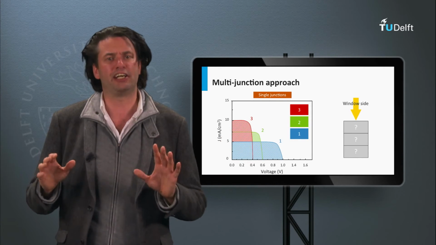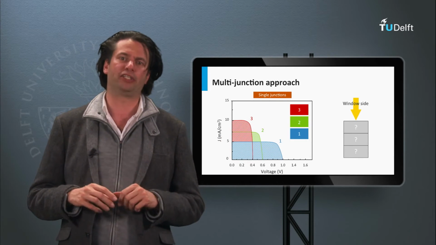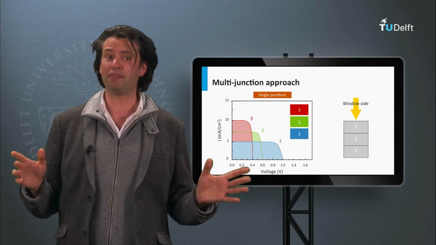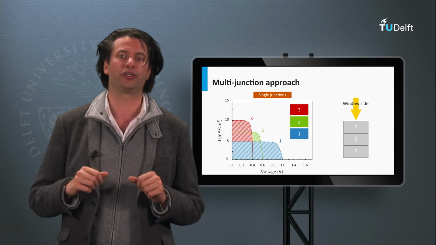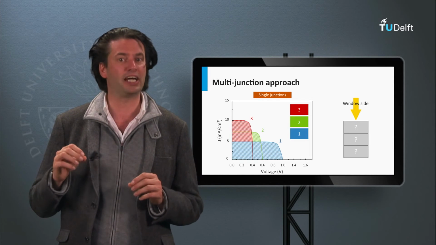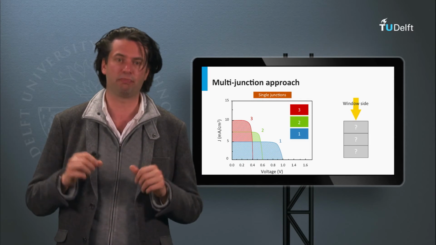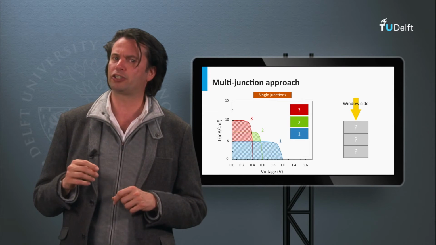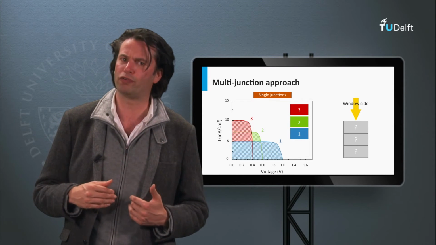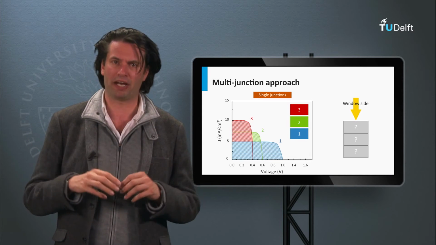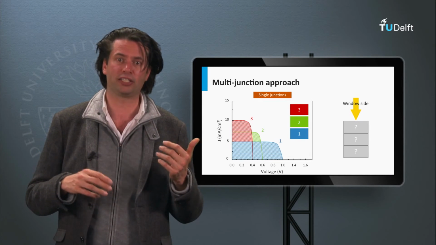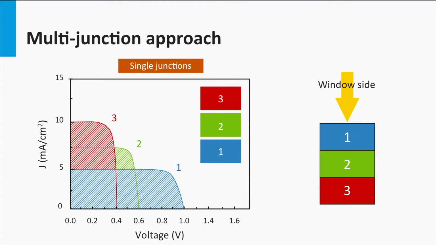Here we see the JV curve of 3 single p-n junctions. p-n junction 1 has the highest open circuit voltage and the lowest short circuit current density. This means this p-n junction has the highest bandgap. p-n junction 3 has a low open circuit voltage and a high current density. Consequently, it has the lowest bandgap. p-n junction 2 has a bandgap in between.